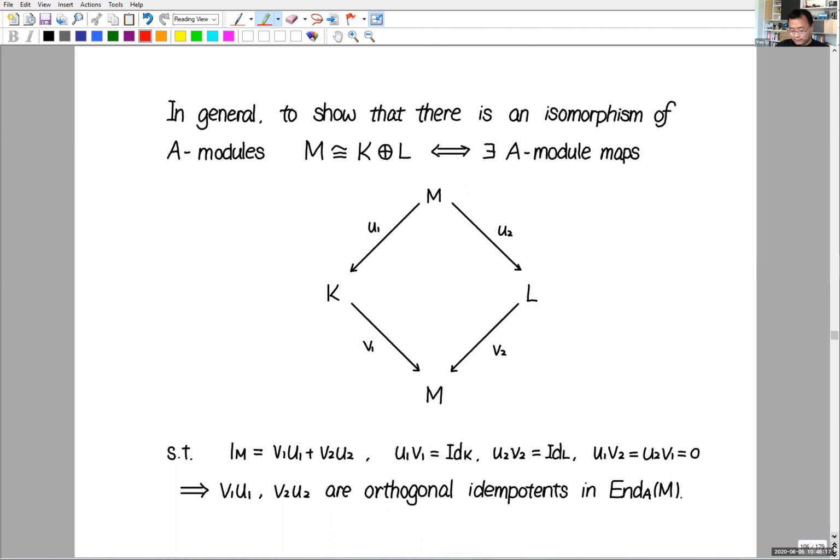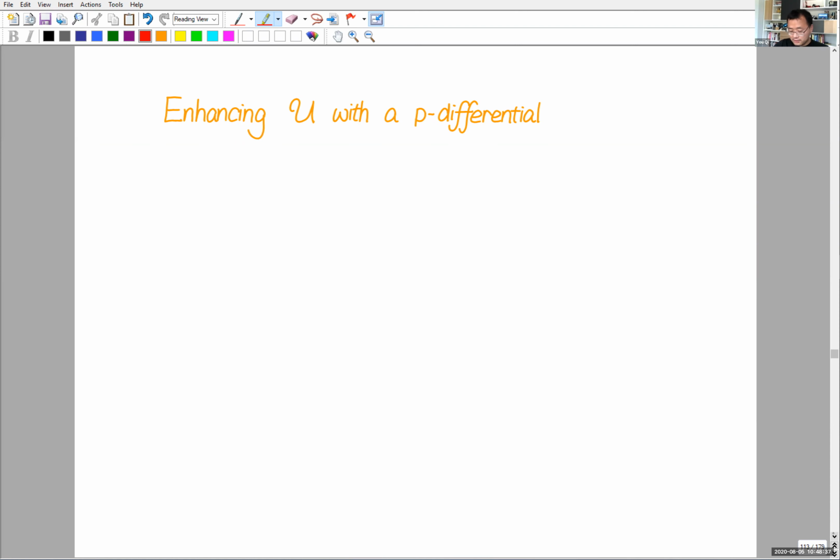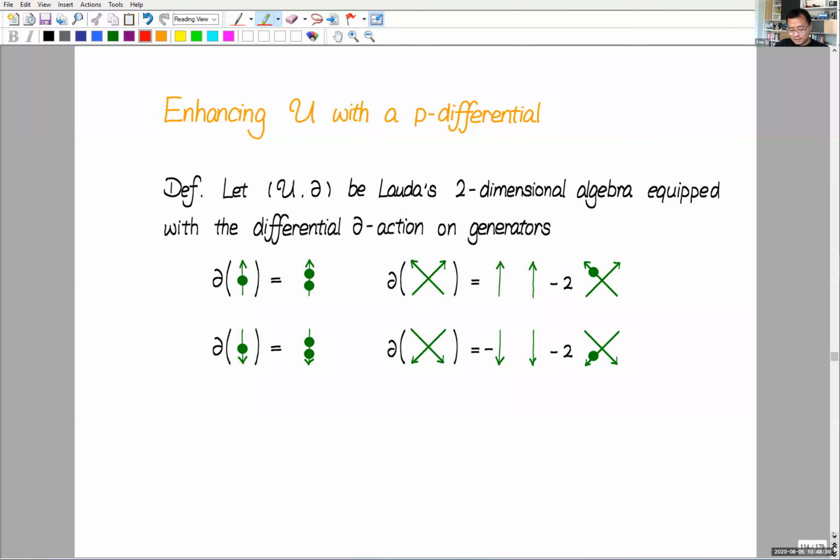So now let's come to the PDG story. So we want to study two analogs of quantum groups at a pth root of unity. So we introduce on U a p-differential. So locally it becomes a p-differential graded algebra. So the definition is as follows.